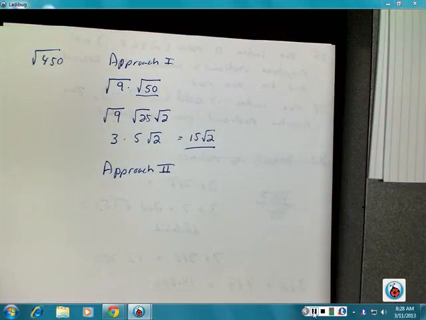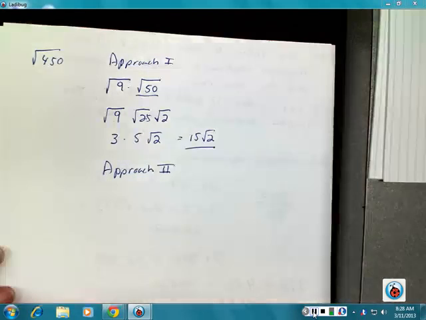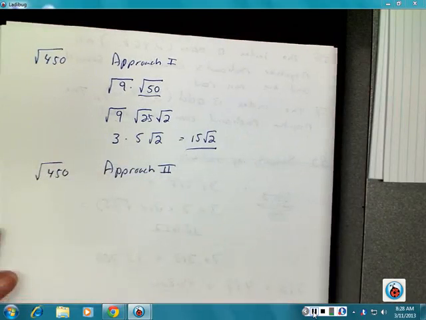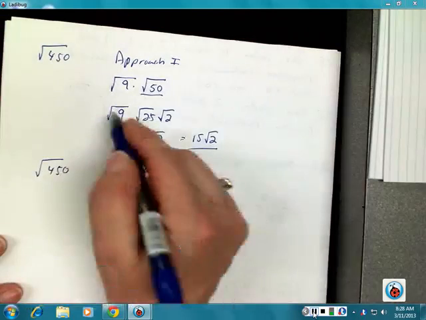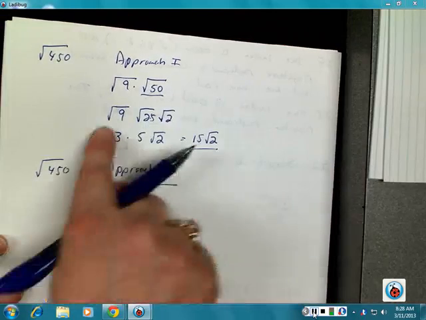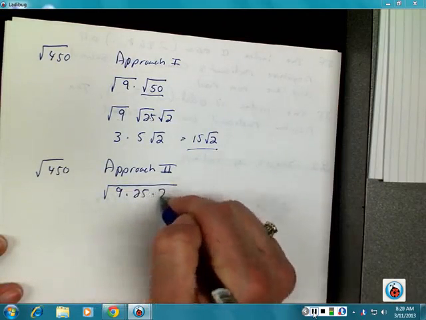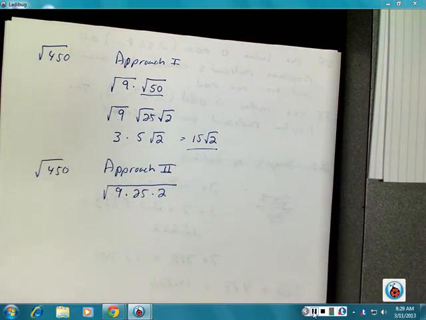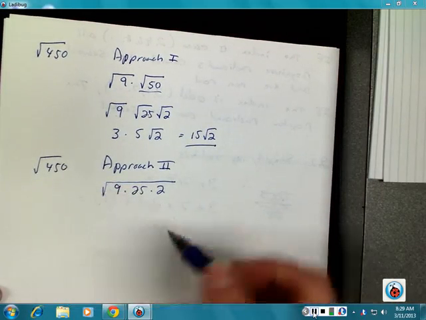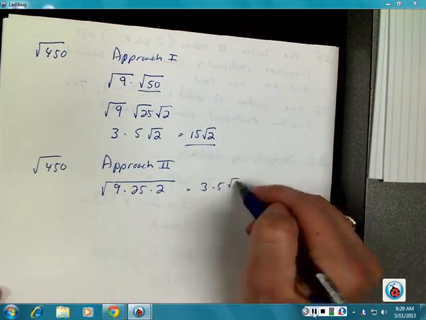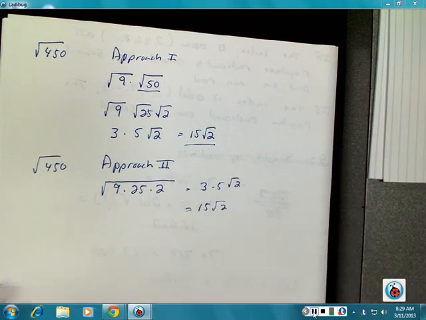And in approach 2, what do we have going on? Well, in approach 2, you still have the square root of 450. But instead of breaking it into all of our separate radical pieces, you just find all of the separate factors, but leave them underneath a radical sign altogether, and then take the square root of 9 out, take the square root of 25 out, and leave the square root of 2 underneath, and get 15, the square root of 2. Okay? Not much different than approach number 1.